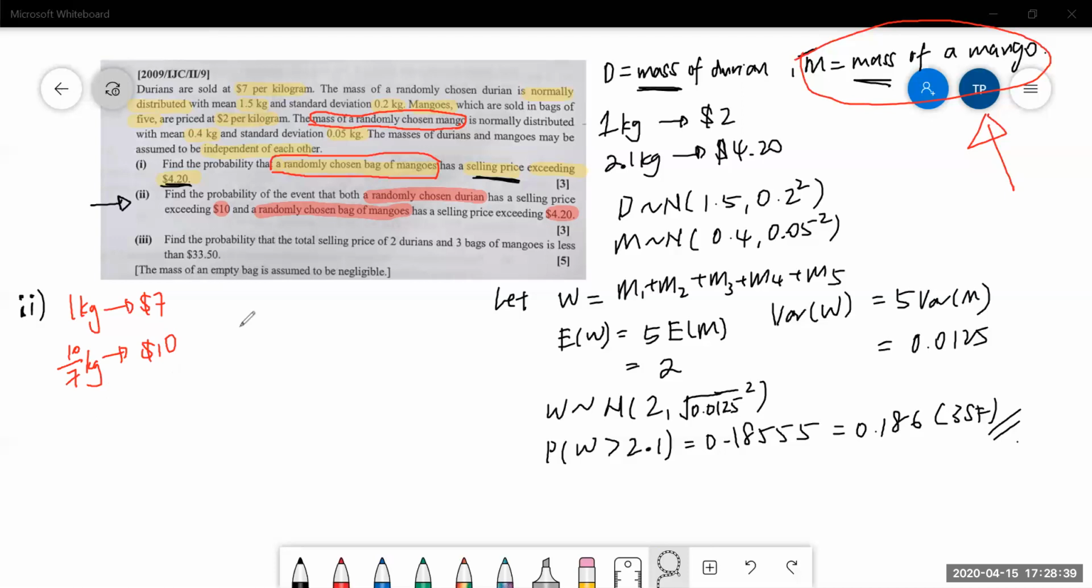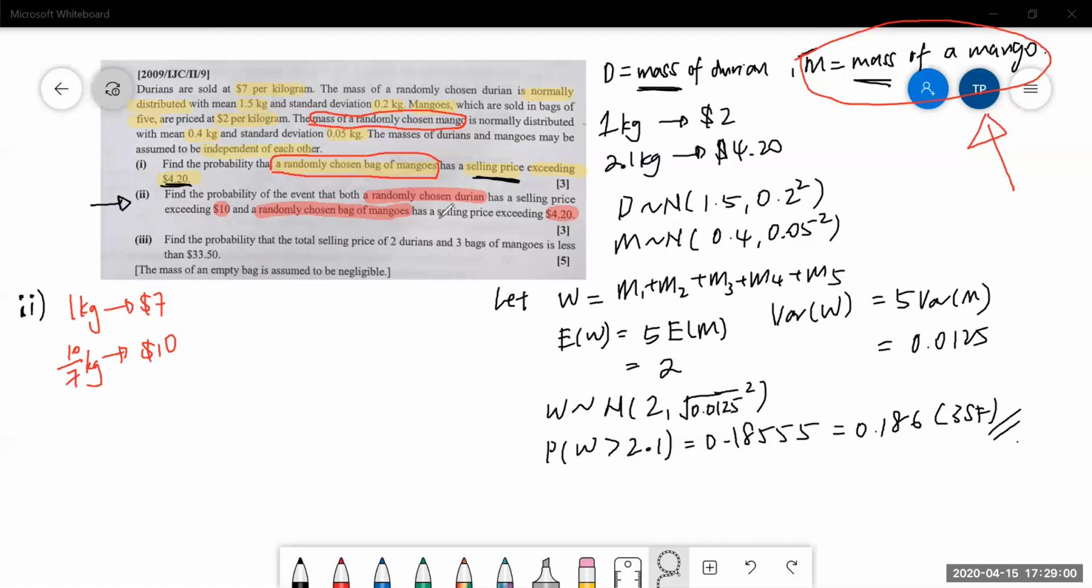Okay, so how much will $10 worth of durians weigh, in kg? 10 over 7. Yes, perfect. You got it right on the first try. 10 over 7. Let's carry on. Okay, moving on.